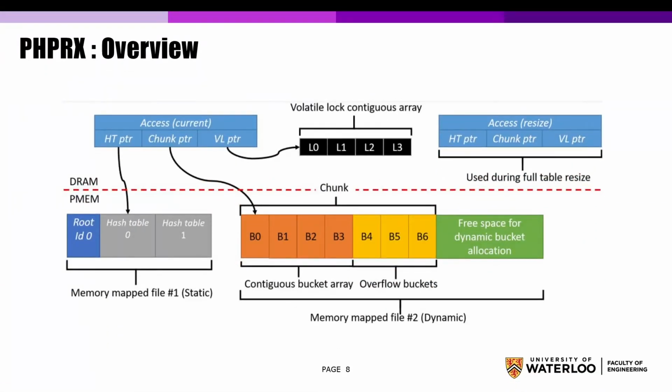Now, let's take an overview of PHPRX. As seen in the image, this is a hybrid implementation where the access item current is used to store the computed pointers from the offsets stored in persistent memory. The access item resize is used to store the pointers of the new table while the full table resize is performed. And we also have an array of volatile logs, which we use for concurrency control.